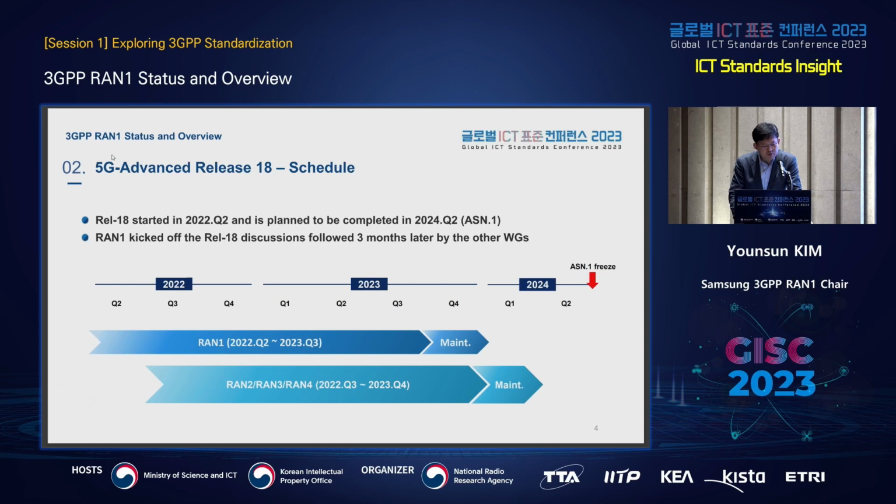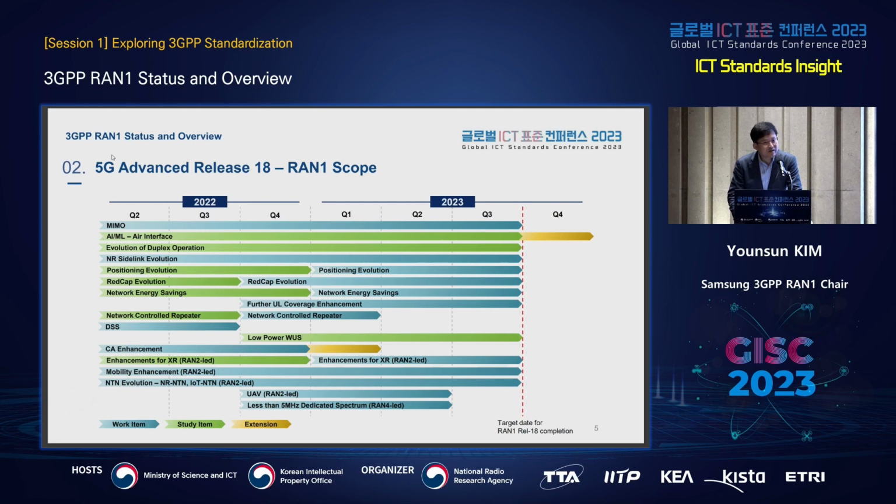In terms of schedule, RAN1 started the Release 18 discussions in Q2 of 2022, and we were able to complete our work in Q3 of 2023, last August, about 3 months ago. As you can see from the schedule for RAN1 and RAN2, 3, and 4, it's a bit unmatched. RAN1 starts 3 months earlier and completes the work 3 months earlier as well. The reason is that many of the outcomes in RAN1 impact the work of the other working groups such as RAN2 and RAN4. So it's better that we finish the discussions first and then allow more time for the other working groups to take care of the impacts coming in from RAN1.